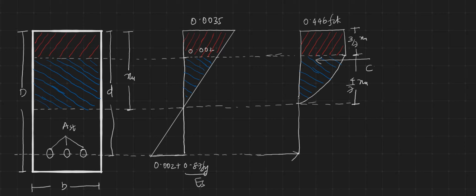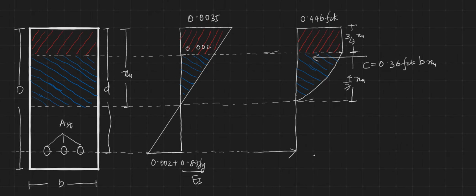The total compressive force is 0.36 fck b Xu, acting at a distance of 0.42 Xu from the top fiber, and the tensile force T is equal to 0.87 fy Ast. The tensile force is equal to 0.87 fy Ast.